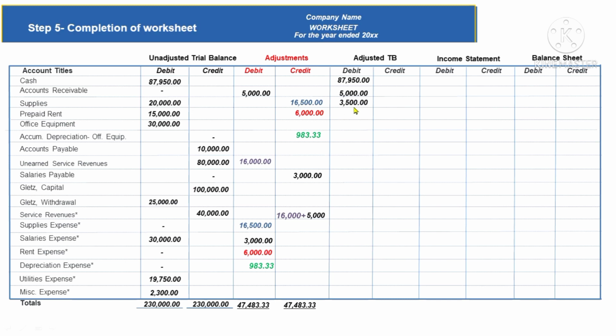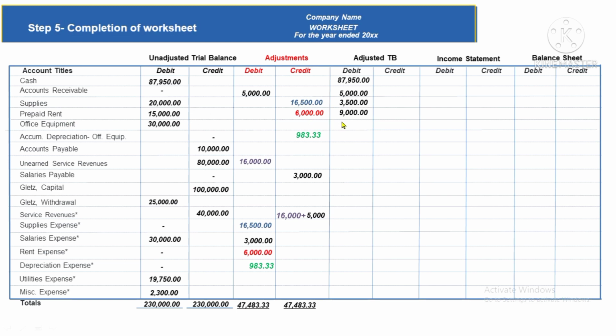But if both the amounts in the unadjusted trial balance and in the adjustments have the same balance, or the same normal balance, like for example both are debits or both are credits, then you need to sum them up. So applying what we have learned, we have here the prepaid rent at 15,000 in the unadjusted trial balance, but we have 6,000 credit here on the adjustments. So we need to get their difference and put it right here on the adjusted trial balance, which is 9,000.